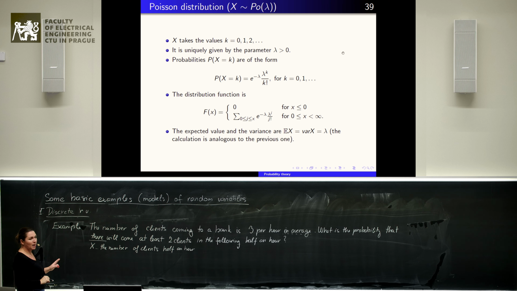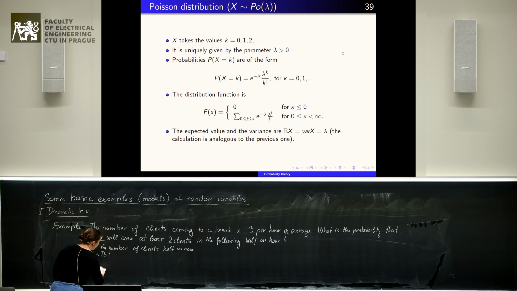The number of clients is the number of events which come independently of each other. So it is the number of independent events in some time interval. And it is the situation when we use the Poisson distribution of probability. Now we must find lambda.